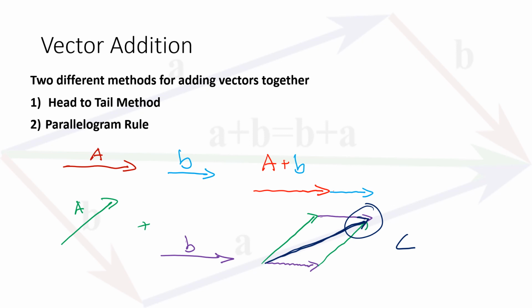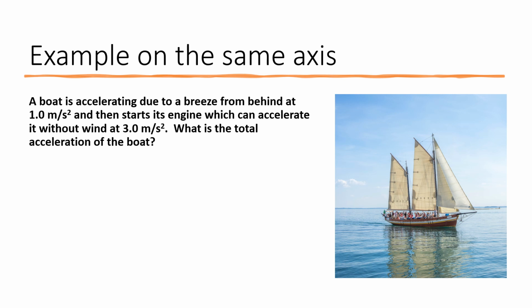And that'll be important to see when we get to velocities in just a second. But for a quick example, we have a boat accelerating from a breeze from behind it. So here's our boat, and there's a breeze from behind it at 1 meter per second. And that's generating an acceleration of 1 meter per second squared.